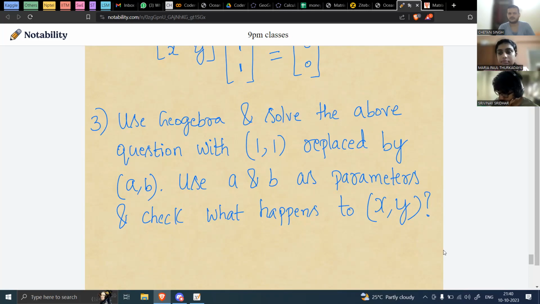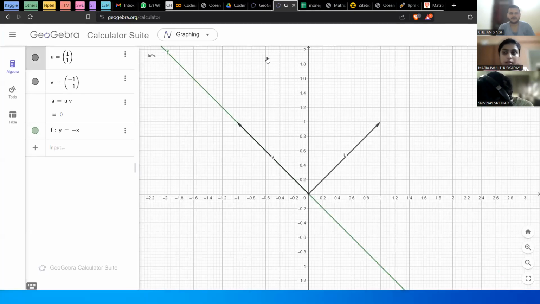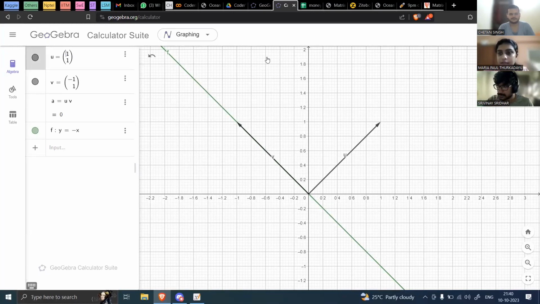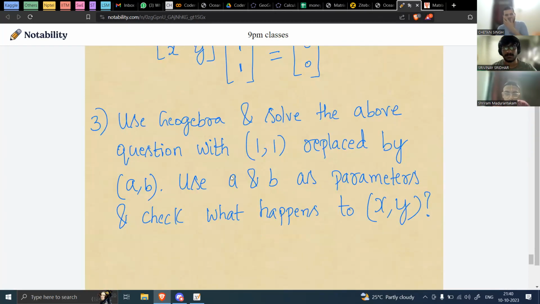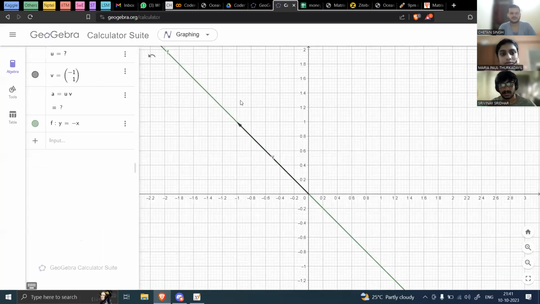Can we use a and b as parameters? We can find that using the matrices too, right? I think that's what the question asked. Let's go step by step. The question just wants us to replace the vector 1 comma 1. Yeah, it says use GeoGebra. My bad. Sir has specifically mentioned even in the chat to try to use GeoGebra as much as possible.